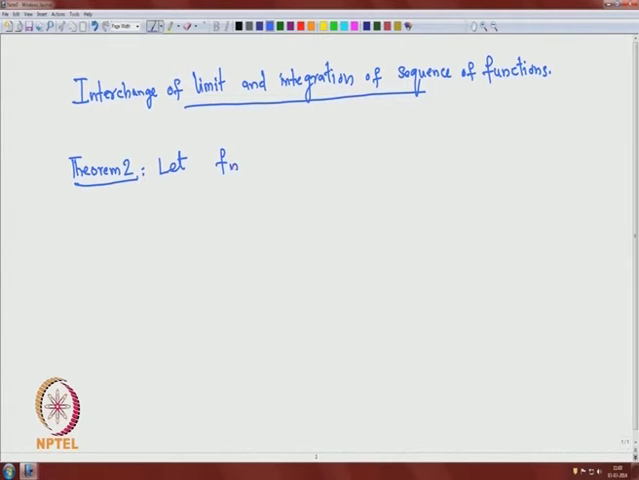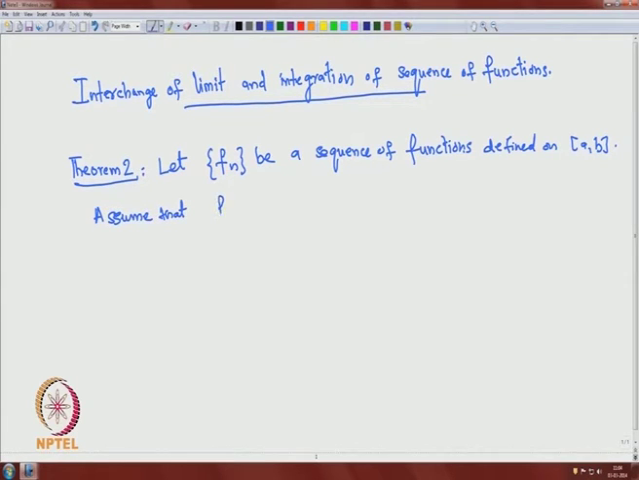Let fn be a sequence of functions defined on some interval AB. So assume that fn converges uniformly to a function f on AB. So, fn is a sequence of functions on AB and that converges uniformly to a function f on AB.